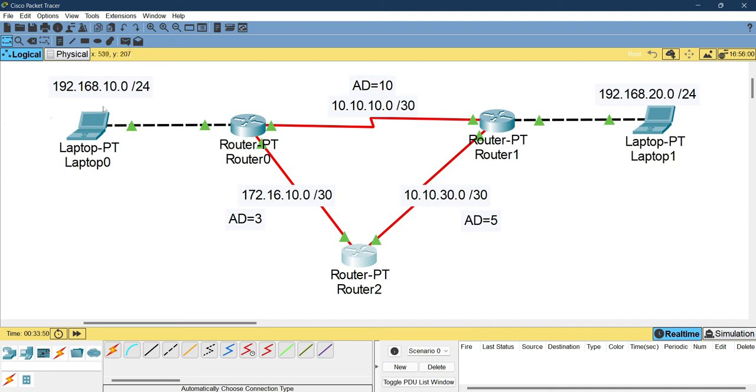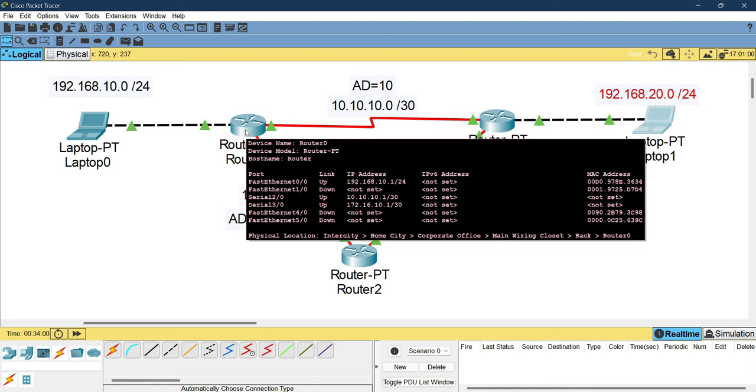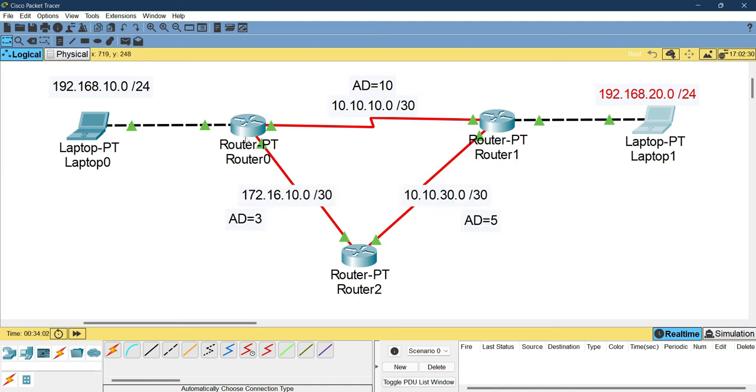So now currently this network is 192.168.10.0, this network is 20.0, and we have either this route or a route via router number 2. So the first route is laptop 0, router 1 and laptop 1. The second route is laptop 0, router 0, then router 2, then router 1, then laptop 1. So basically there are 2 different routes. Now I have statically assigned all the routes in this routing table.